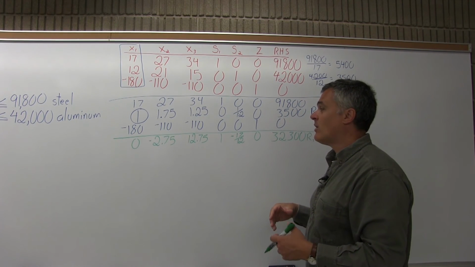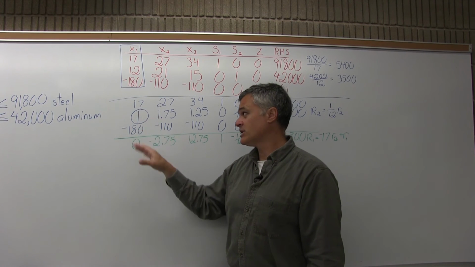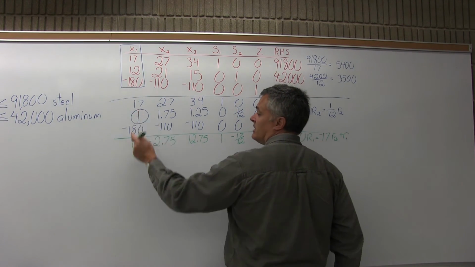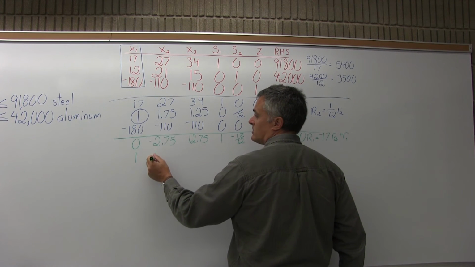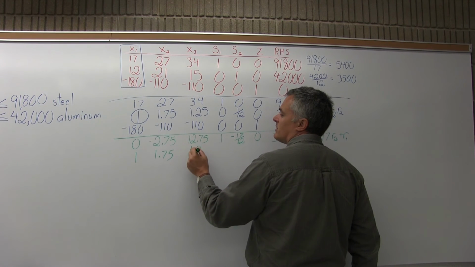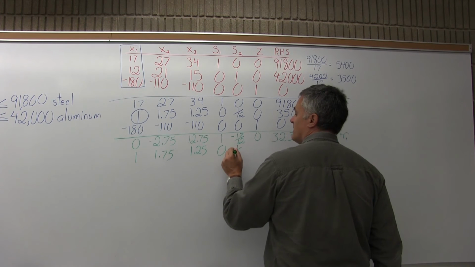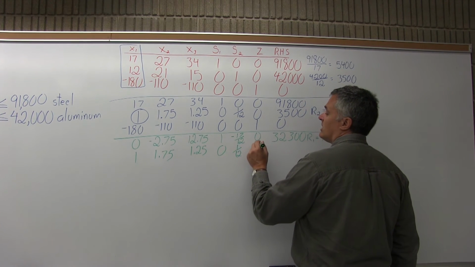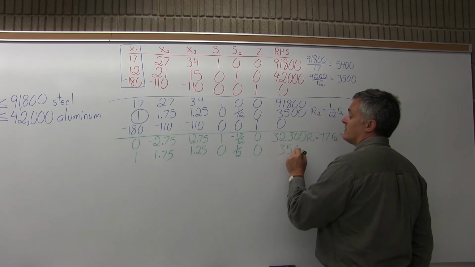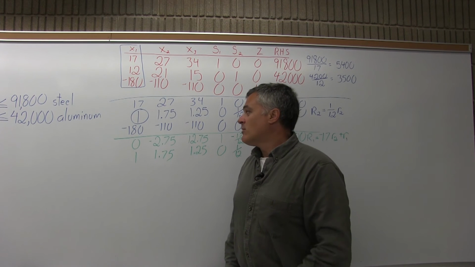The next row, I don't want to change anything. The next row has the pivot position, which is a 1. I don't want to change that at all, so I'm just going to keep row 2 exactly the way it was from the previous tableau. So the x1 column has a 1, the x2 column has a positive 1.75, x3 column has a positive 1.25, the S1 column has a 0, the S2 column has a 1/12, the Z column has a 0, and the right-hand side column has a positive 3,500. No change. And finally, the bottom row.